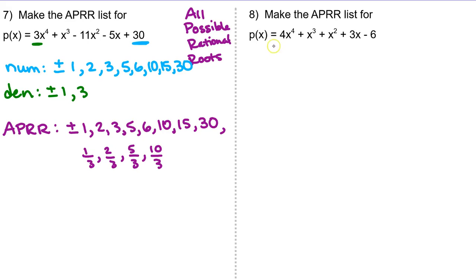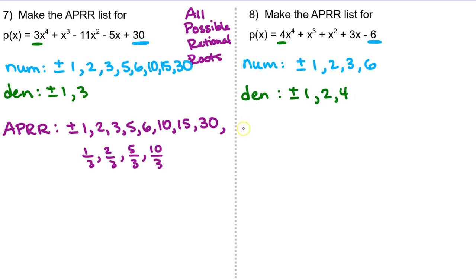Okay, so to get our numerators, we need the factors of the constant, which is -6, so plus or minus 1, 2, 3, and 6. Those are the factors of 6. And to get our denominators, we need the factors of the leading coefficient, which is 4, so plus or minus 1, 2, and 4. So the APRR list consists of all the possible combinations of those.